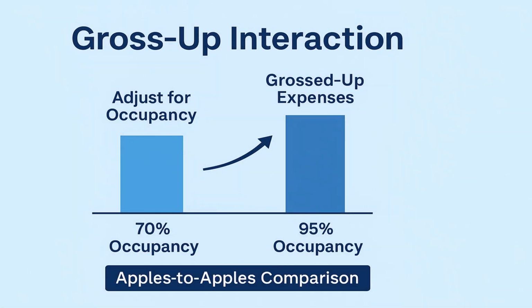To avoid vacancy distortions, gross up variable expenses in the base year and all comparison years to the same occupancy, for example, 95% or 100%. So year over year is apples to apples.